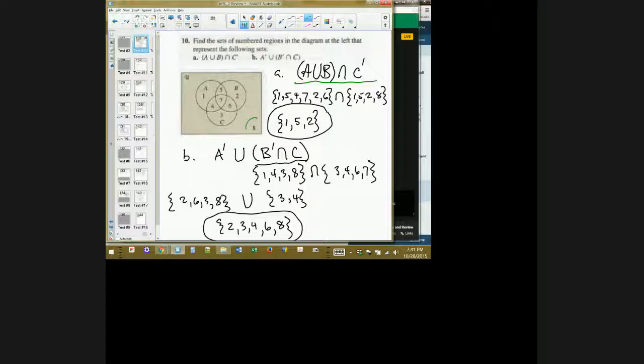Don't forget about this one. That's outside C too. Okay, now final step, intersect them. What's in common between these two sets? 1, 5, and 2. And so part A is now done. Does anybody want to follow up on that part?